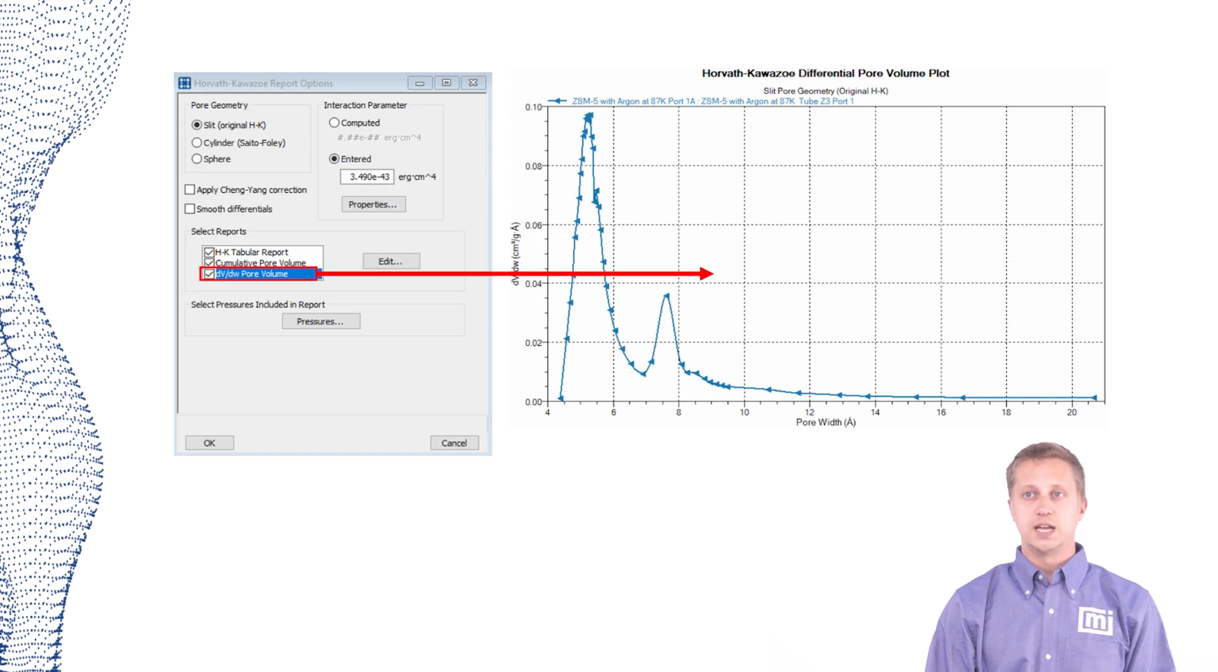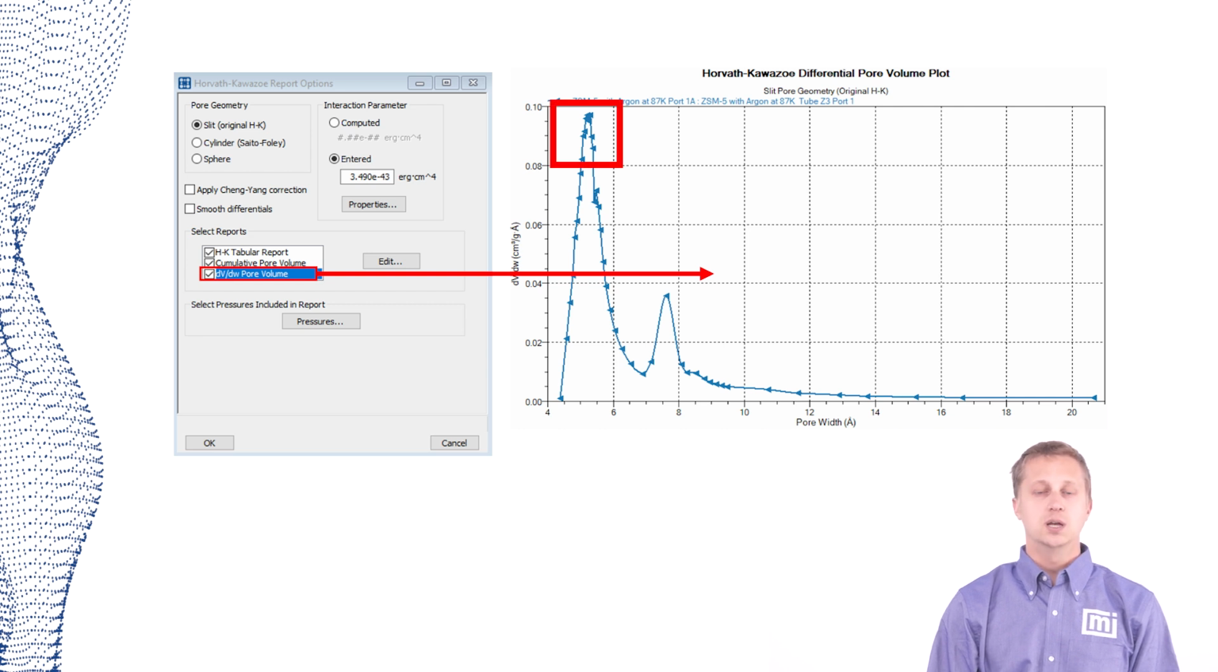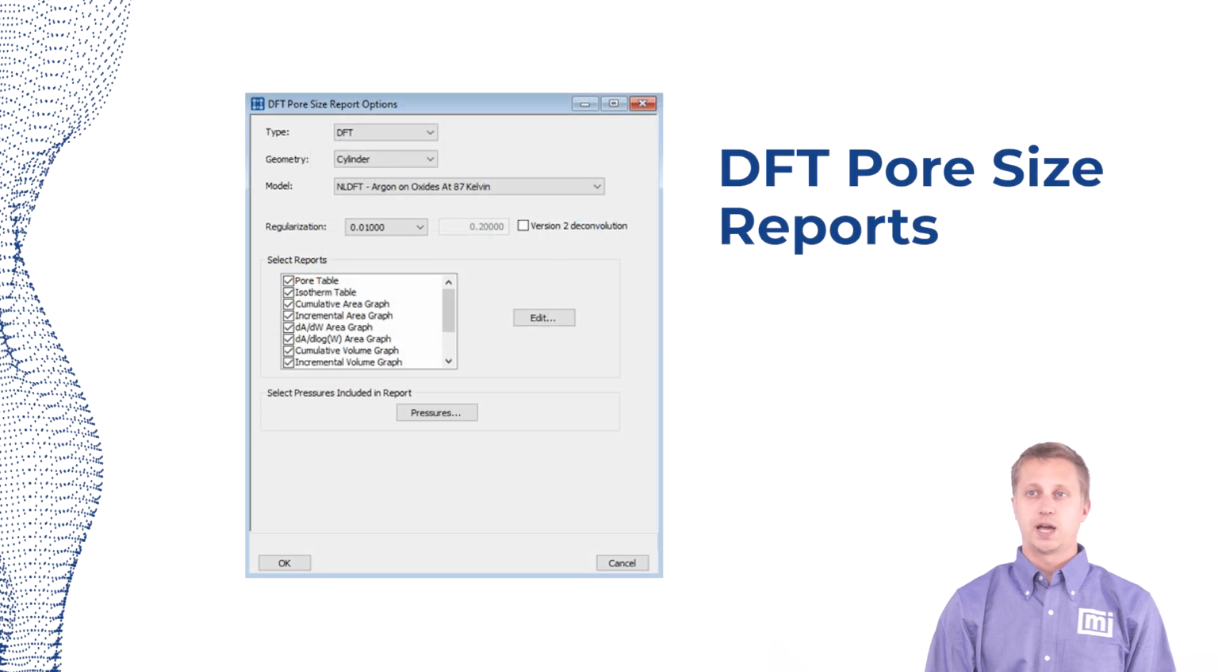We can also view the data as differential pore volume, where once again, the highest peaks will correspond to the greatest number of pores in that particular size range. This matches what we were looking at before, seeing pores that are roughly 5 angstroms and then another peak at around 7.5 angstroms. The last set of reports we'll look at are our DFT pore size reports.